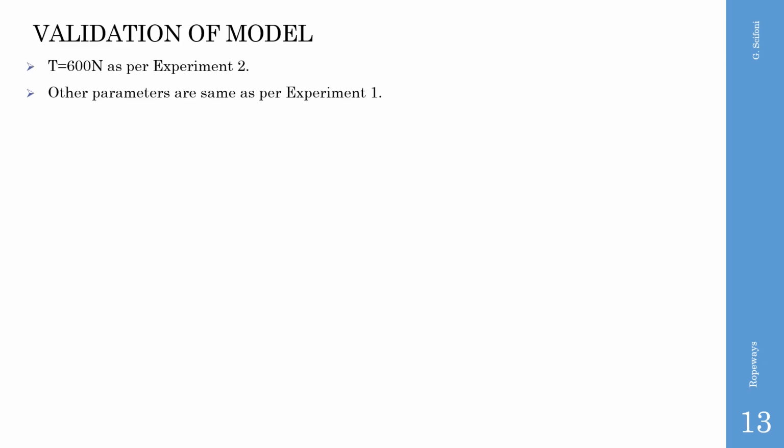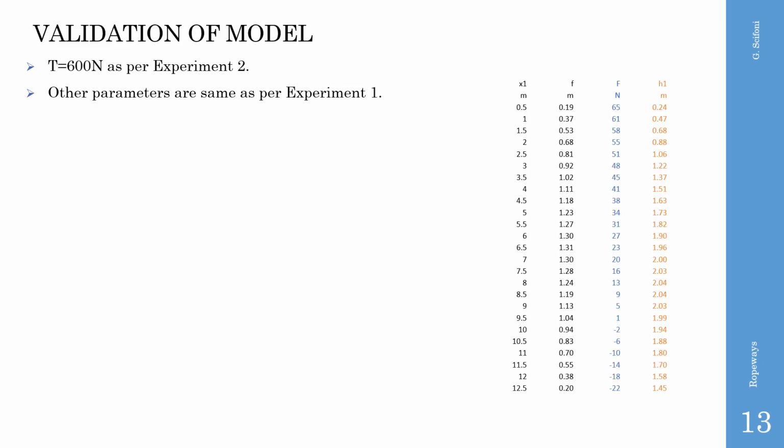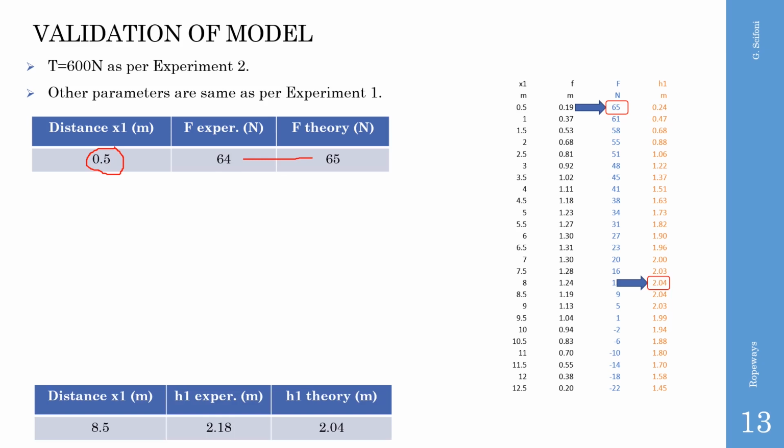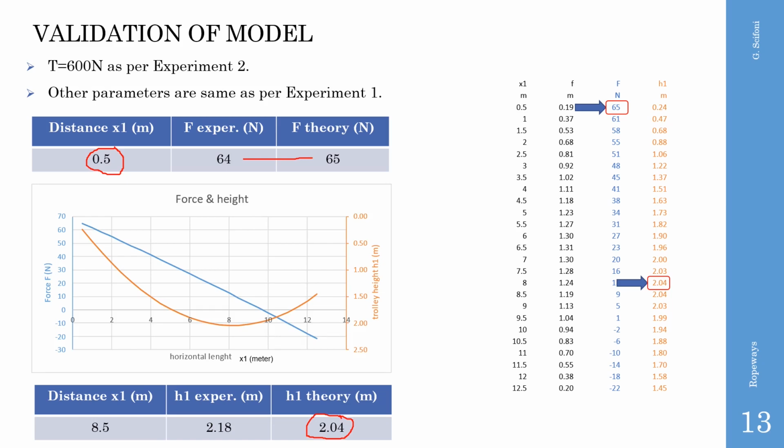Now we repeat the theoretical calculation for the new conditions, and we find the values displayed in the table at the right side. From the chart, we take the values corresponding to the experiment and we compare them. The forces at a position x1 0.5 meter are very close to each other. The maximum displacement given by the theory is actually something lower. The chart is also hereby represented. We will examine the reason for deviations in the next slide.